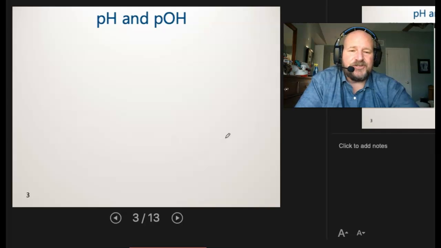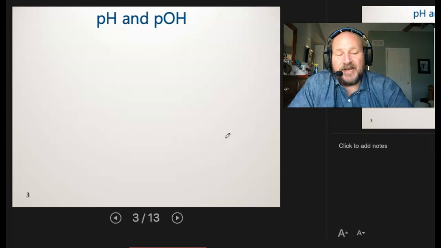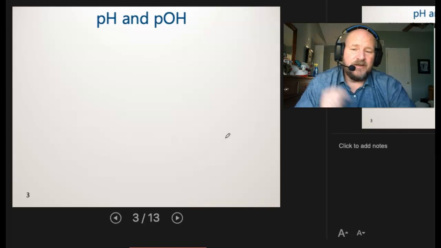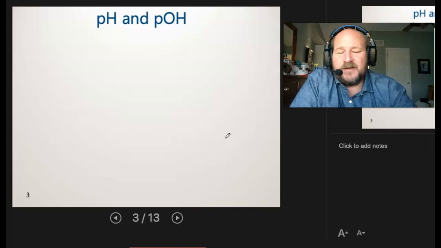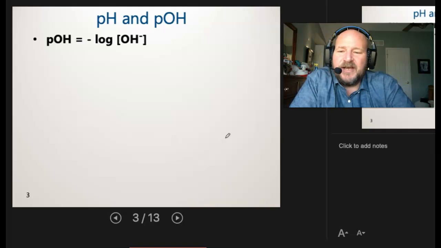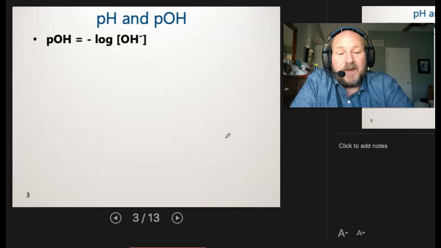Now, there's a relationship between H and OH, and that means there's also going to be a relationship between pH and pOH. You see, the p just simply means we're taking the log of it. So we can do p of anything at all. Here we did pH, and now we're going to see pOH. And pOH is equal to the same mathematical formula, except now we're looking at the OH minus concentration instead of the H plus concentration.